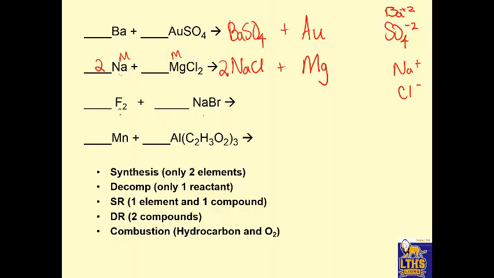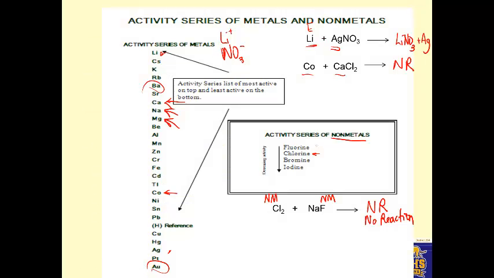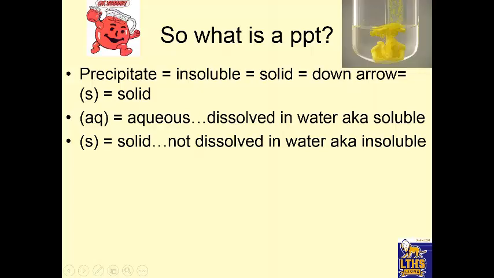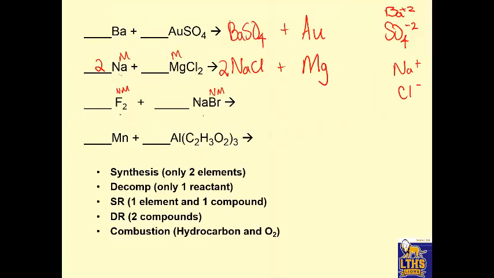Okay, element, compound. Fluorine is a non-metal, so I have to look at the non-metal part of this compound. And then I'm going to look on the activity series to see if fluorine, the one by itself, is higher than bromine. Let's look. Fluorine, higher than bromine. Yeah, it's going to react. Woohoo. Whoops, hey, come back. Okay, so fluorine's going to have to kick out bromine.